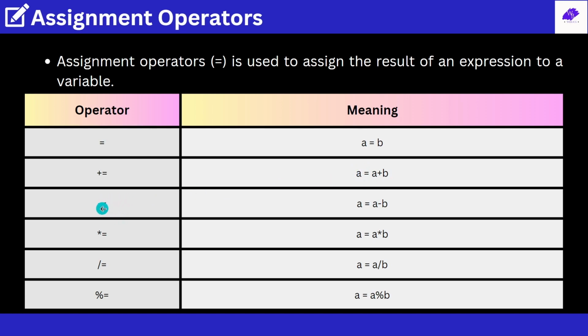In the case of subtraction and equal to, it will subtract that number from the given number. In the case of multiplication, it will multiply and store the result in the corresponding left side operand. And in modulo and division, it is the same behavior.